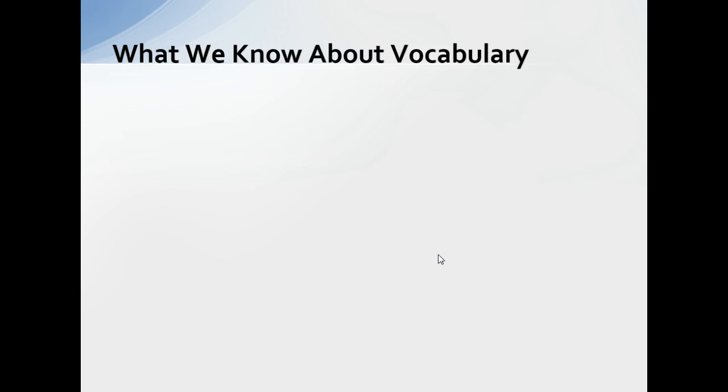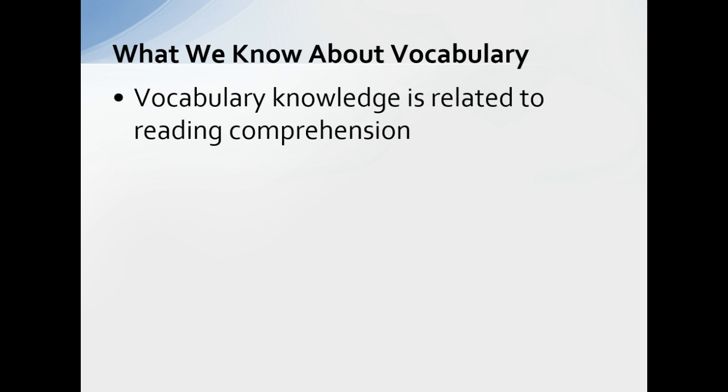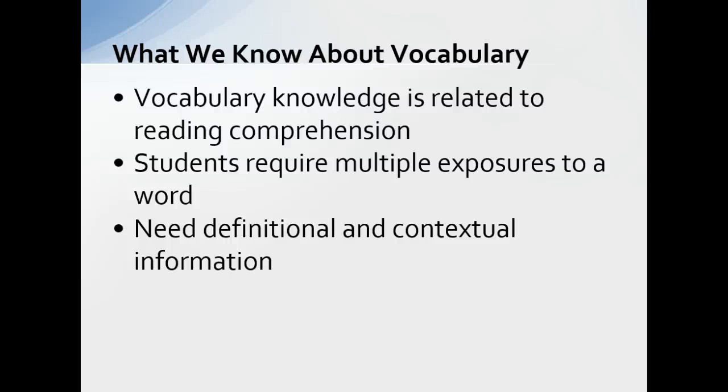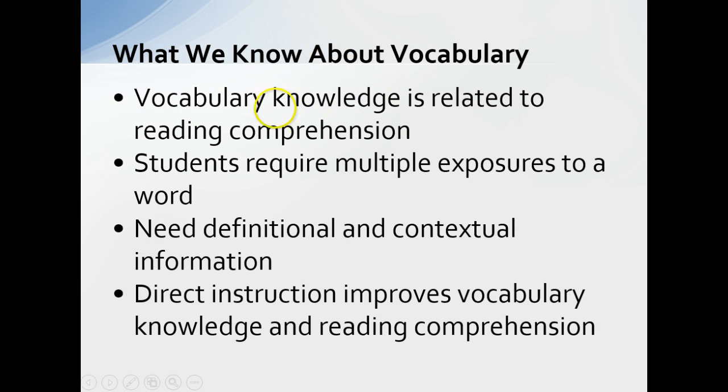So let's review what we already know about vocabulary as a wrap-up. So vocabulary knowledge is related to our reading comprehension, as I mentioned at the very beginning, because if the student is able to decode, but they're not able to get meaning from that word, they're not able to have reading comprehension. The students require multiple exposures to a word, so just one time working with the word or learning about it is just not going to cut it. They also need definitional and contextual information. And then lastly, direct instruction improves vocabulary knowledge and reading comprehension.